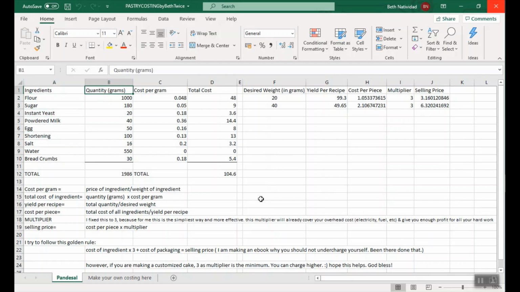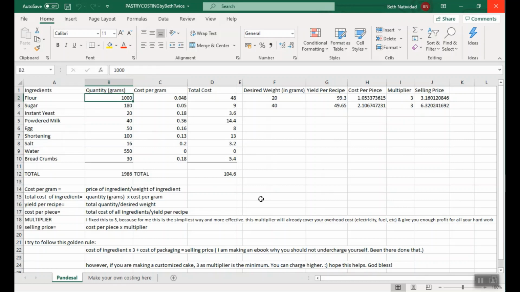Then the second column will be the quantity, kung ilan ang kailangan for each ingredient. So before anything else, I prefer that you convert your recipe to grams, or to kilos if you prefer that. You convert it to grams so it is more measurable, unlike when the recipe calls for cups. So it's best if you convert it to grams. This one I figured out already.